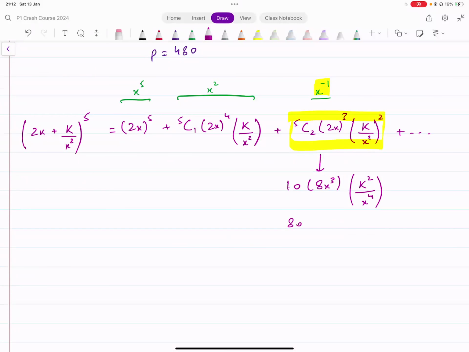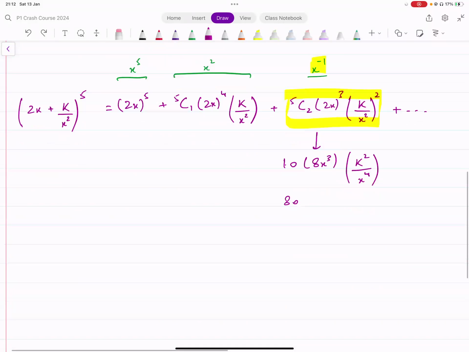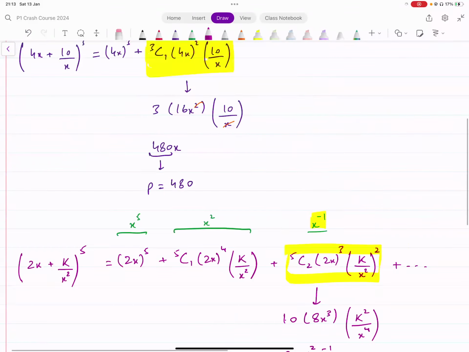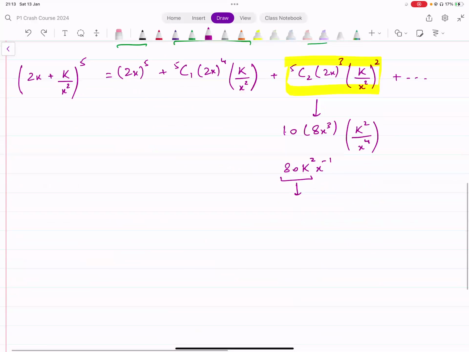X cube over x raised to power 4, we're going to have x in the denominator, but remember what were we looking for? We were looking for the coefficient of 1 over x. So we'll keep that separate. 80 is multiplied by k squared, and then we have 1 over x, or we could say this is x raised to power -1. That's what we're getting. So what's the coefficient? The coefficient is 80k squared. What was the coefficient supposed to be? The coefficient was supposed to be q. The coefficient of 1 over x, that was q. So what do we get from this? We get q equal to 80k squared. That's the value of q that we have from this.